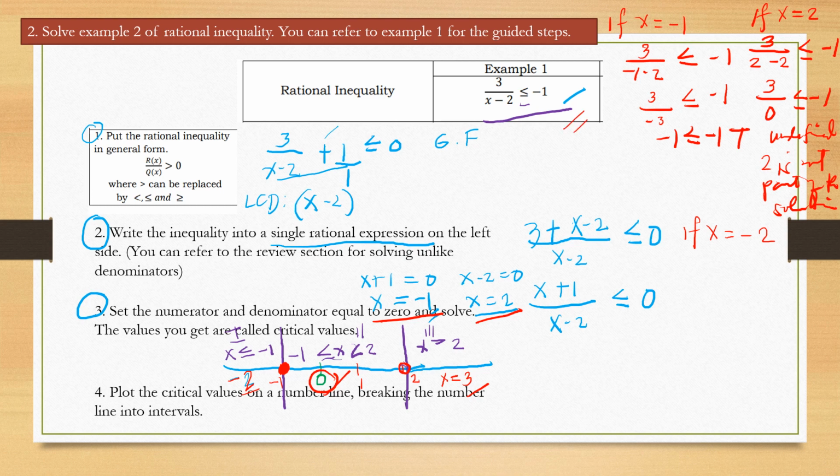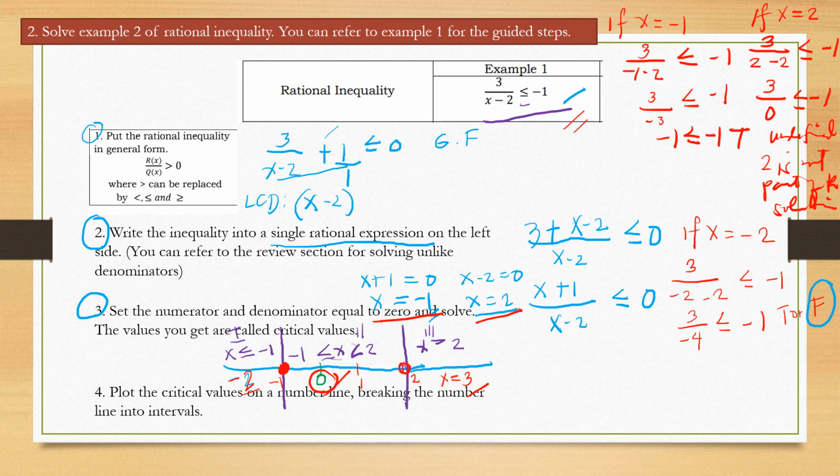So, galing ulit dito, 3 over negative 2 minus 2 is less than equal to negative 1. 3 over negative 4 is less than equal to negative 1. True or false ba to? Ang sagot dyan ay false. Kasi negative 3/4 is bigger than negative 1.